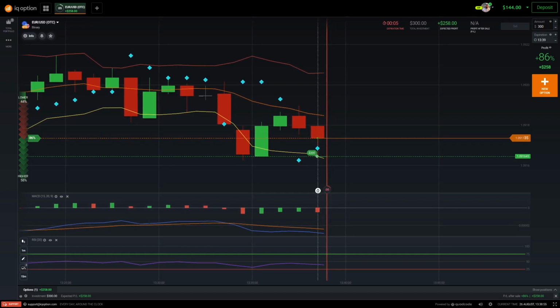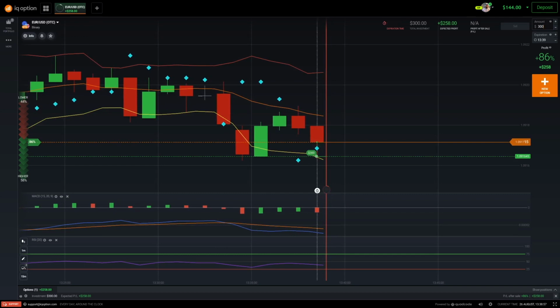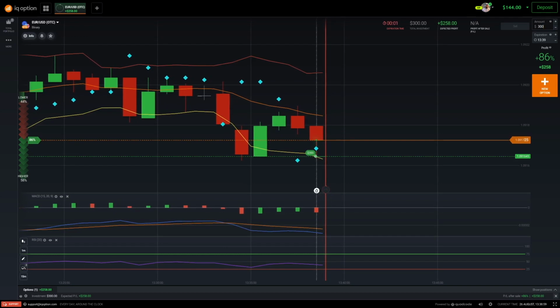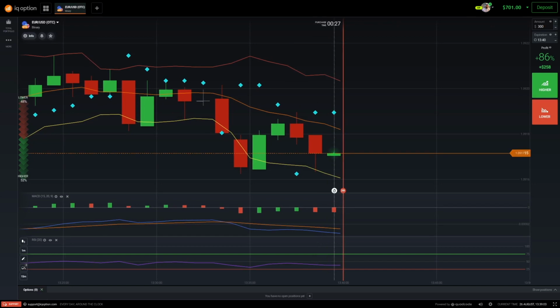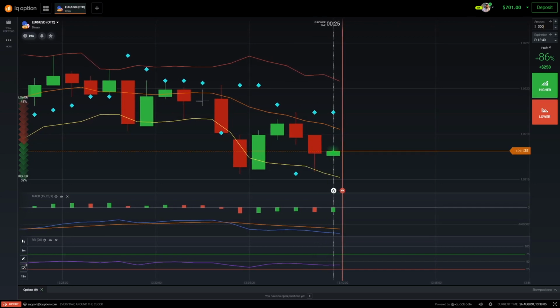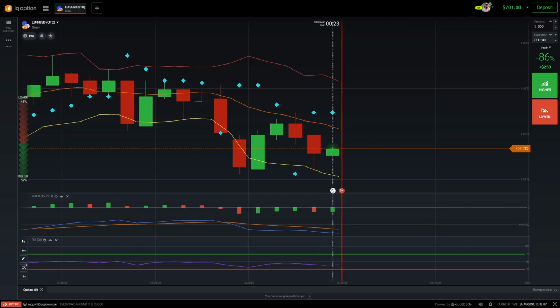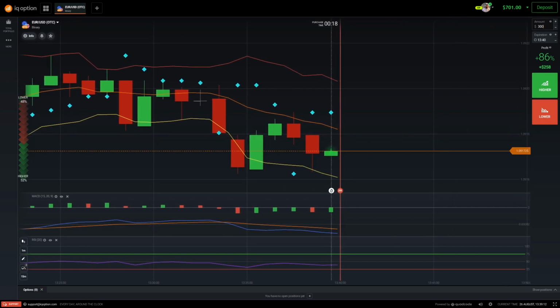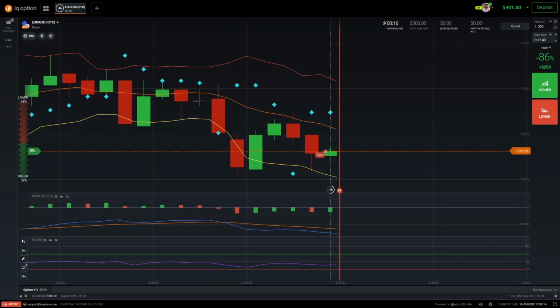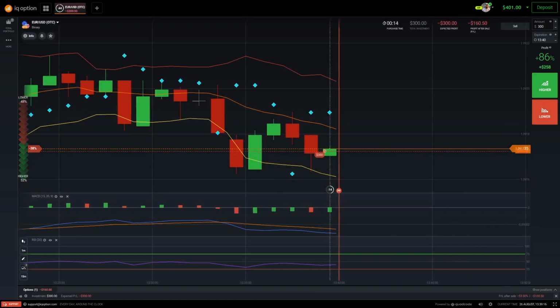All right, the parabolic SAR is indicating that we should have a long position. Yep, $258. Now we are sitting at $700. We already reached $700. Let's trade with 400 now. Let's open with 300, and yeah, the next trade I will open with $400.